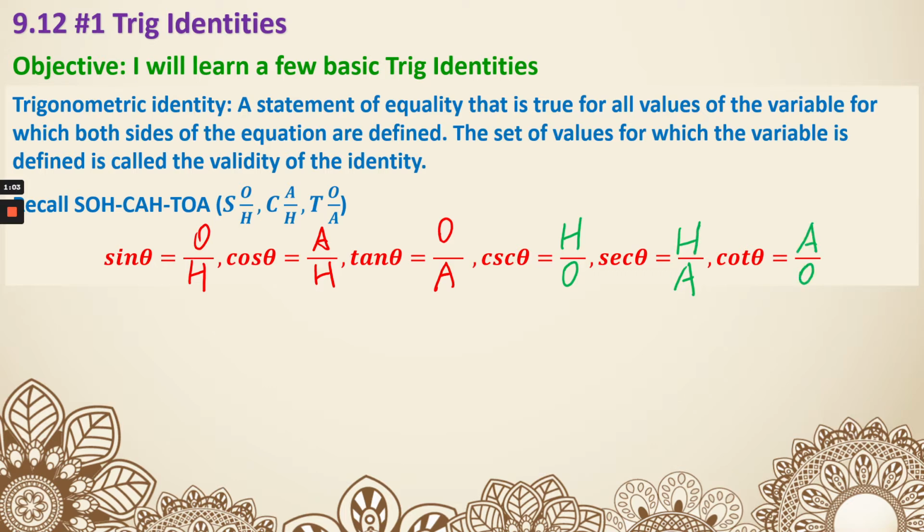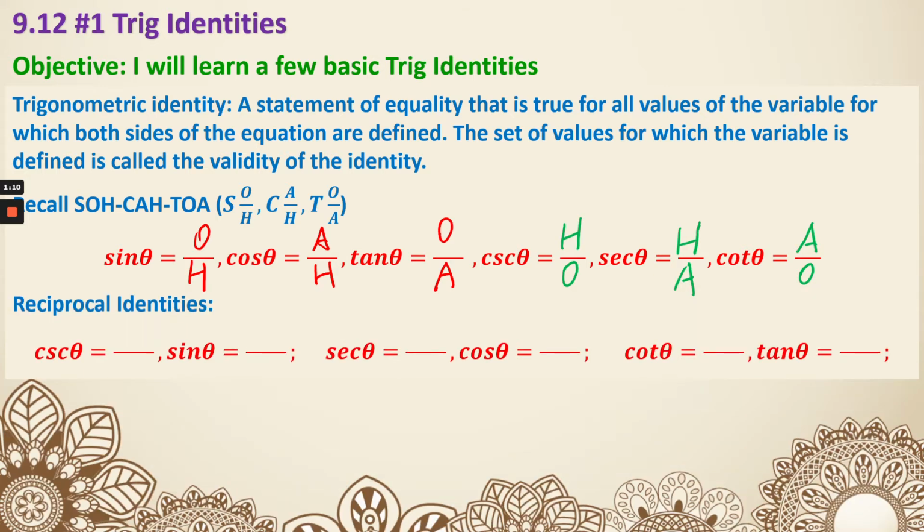And then we have the first official group of trig identities, which is something we have also learned already, but now we're giving it an official name, reciprocal identities. That's basically saying cosecant and sine are reciprocals. So cosecant is 1 over sine, and sine is 1 over cosecant. Secant is 1 over cosine, so cosine is 1 over secant. Cotangent is 1 over tangent, and tangent is 1 over cotangent.